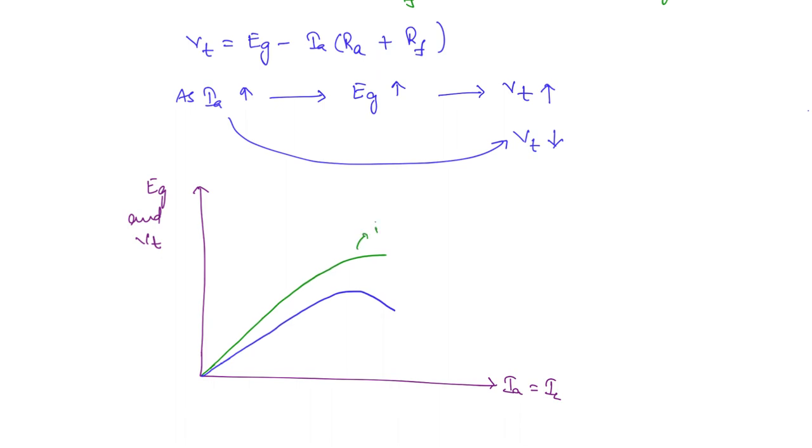So this is the internal characteristic, that means Eg, and this is the external characteristic, that means Vt. And what about this? This is the drop due to Ia (Ra plus Rf), the armature winding and field winding drop. Okay, so this is the internal and external characteristics for the series generator.